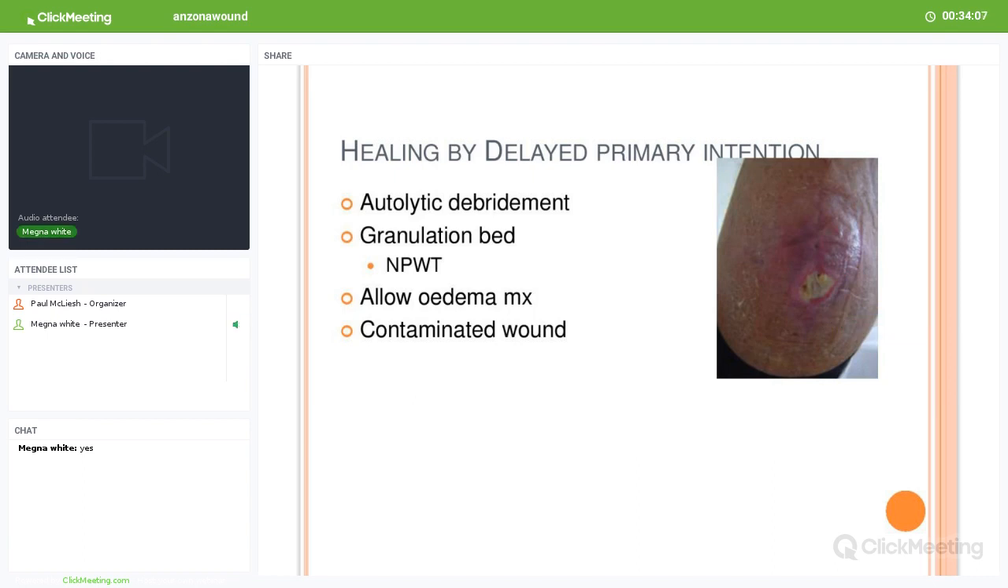So autolytic debridement, you can choose products, your gels, your paste to assist in rehydrating this wound and lifting that slough away. And that way then when you get a good granulation bed, you can start to look at negative pressure wound therapy. Again, you've got to allow for that edema management, and the majority of these are a contaminated, not always infected wound.